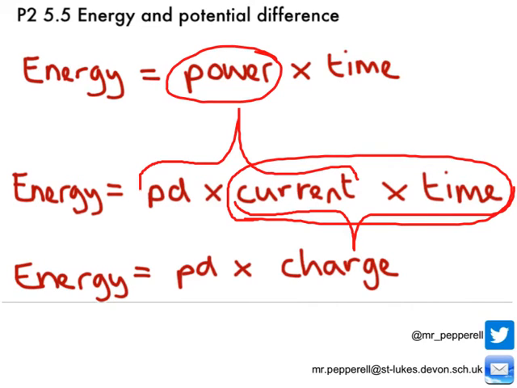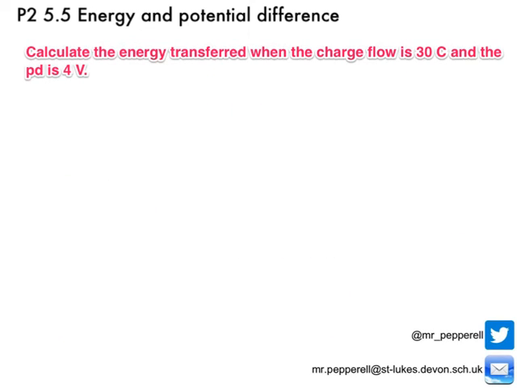As I said, this is higher tier content. You don't need to worry about how I rearranged the equations; you're not going to be asked to rearrange those equations yourself in the exam, but you must be able to use that final equation. Remember that energy is measured in joules, potential difference in volts, and charge in coulombs. You just need to be able to use that equation, so let's have a go at doing that.